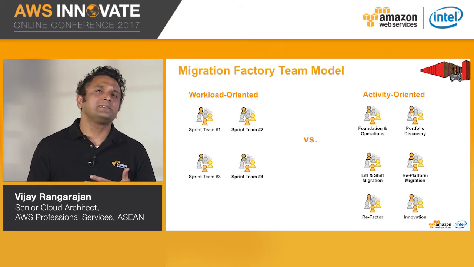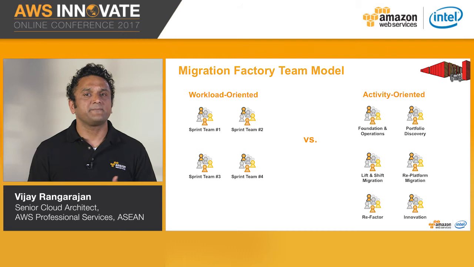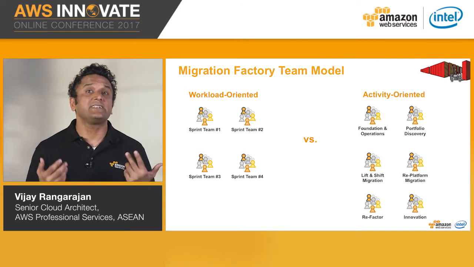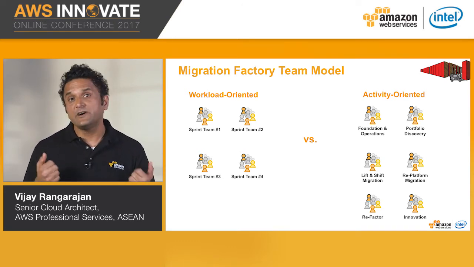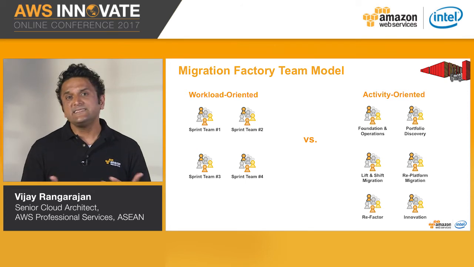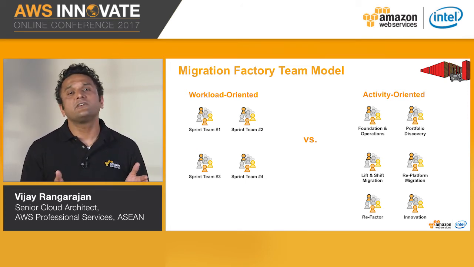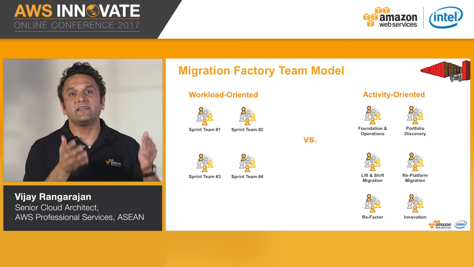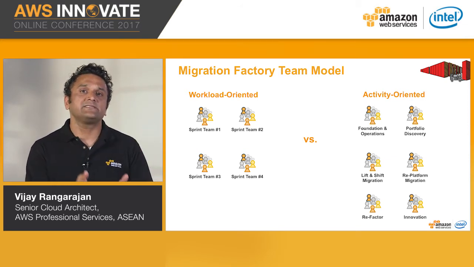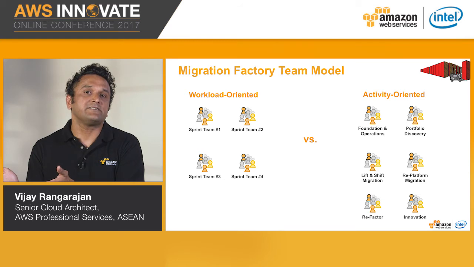So how do you build this application migration factory? Well, from our experience, we've seen it can be built in two ways. The workload-oriented way. In this model, the members of the team perform everything. They're completely involved throughout your migration cycle. That means they're involved right from the assessment, preparation, and they're involved all the way up to the migration phase.